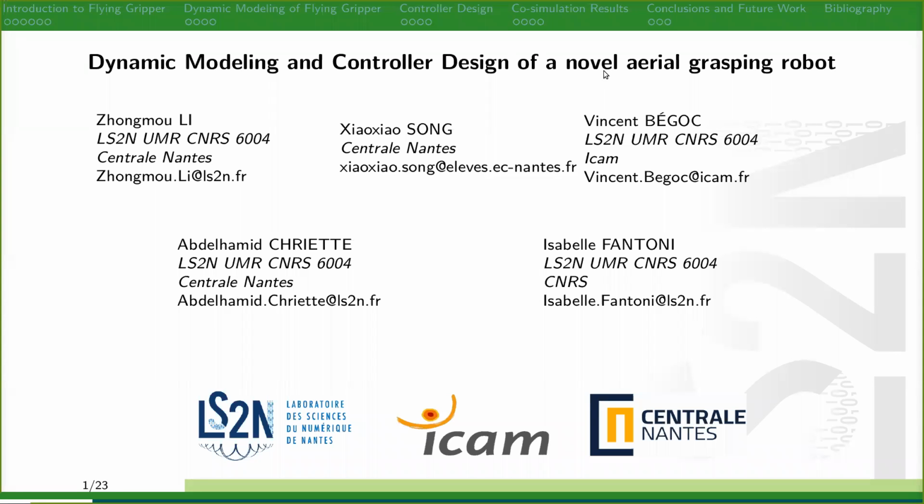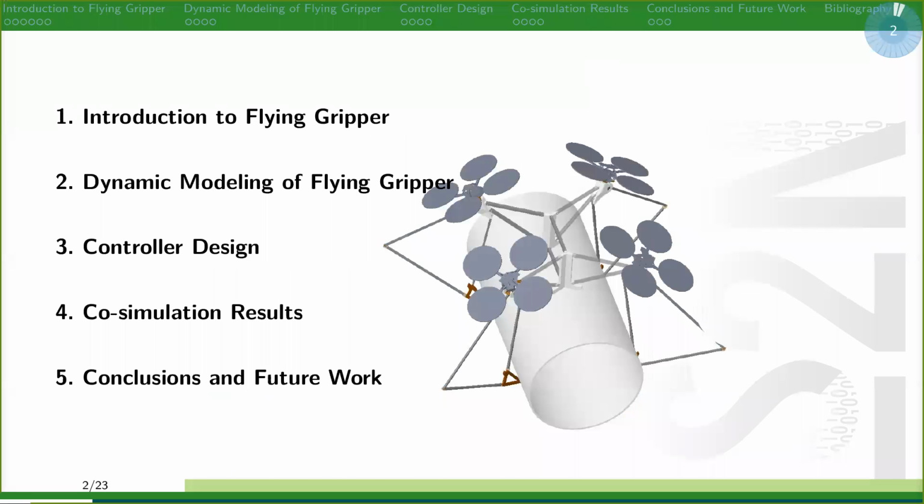This video is recorded to present the paper Dynamic Modeling, Controller Design of a Novel Aerial Grasping Robot. In the first section, we will introduce the design concept of our robot. The dynamic modeling and controller design are presented in the second and third sections. The controller is tested in co-simulation in section 4. Finally, we will discuss conclusions and future work.